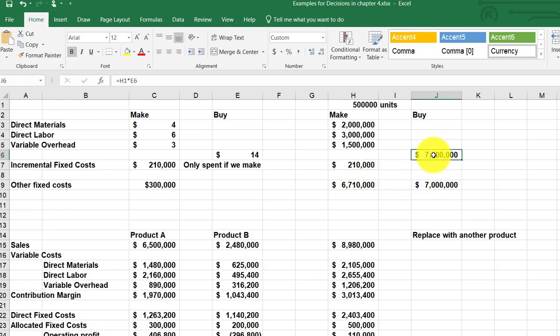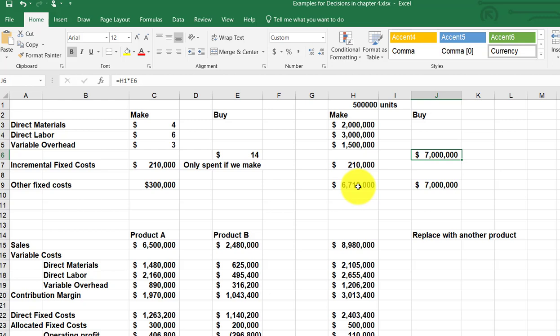If we buy 500,000 units at $14, that's going to cost us $7 million. And so you see that, yes, it's good enough to cover the incremental fixed costs of $2,210,000. We're still lower by $290,000. So we'd be better off making it.